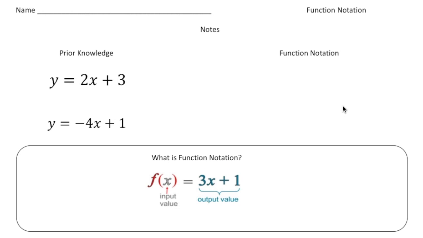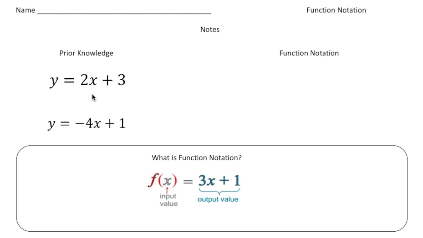Function notation is basically a way to indicate that an equation is a function. Down here is an example of an equation that's written in function notation. We have f of x equals 3x plus 1. Up here under prior knowledge, you probably recognize these equations as being written in slope-intercept form. Well, basically we know that these are functions.